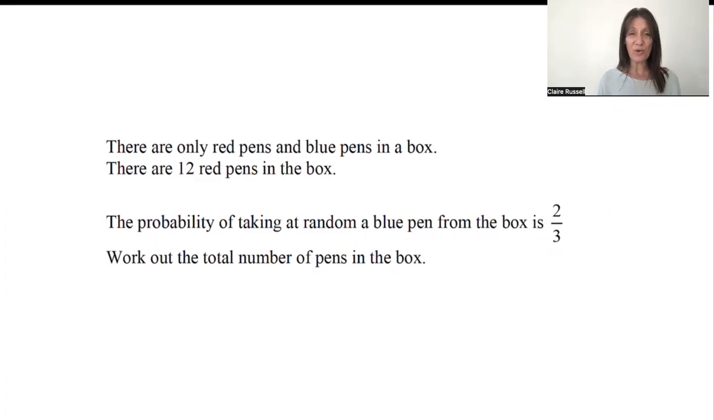All right, so these are all calculator questions. You hit pause, you have a go, and then you press play to see the solution. So hit pause, and when you're ready, press play.